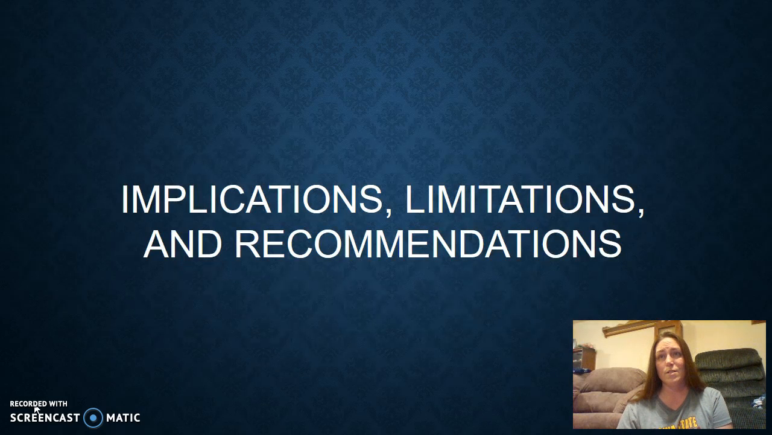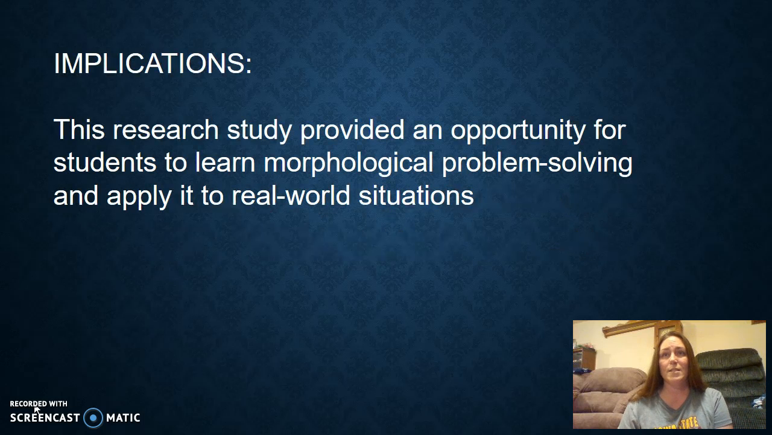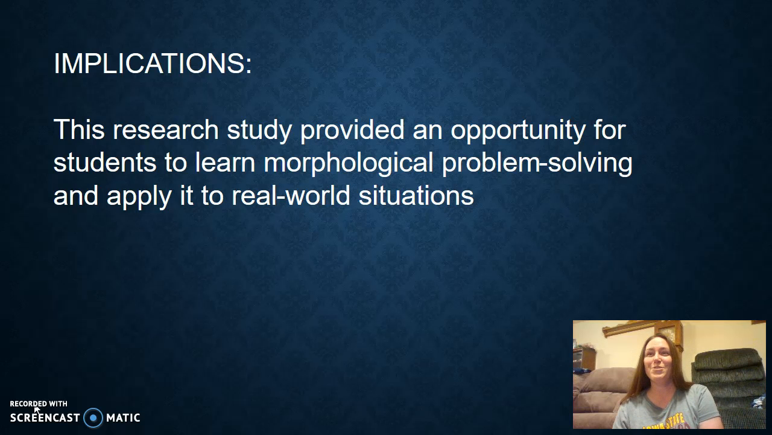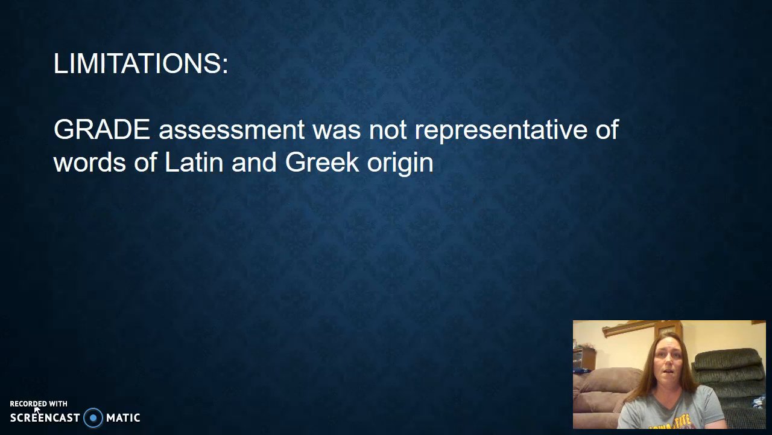What are the implications, limitations, and recommendations of this study? Implications. Students were introduced to a new strategy to use when they encounter unfamiliar words and contexts. Students had to practice and were able to explore and ask questions for clarification. A limitation of this study was the grade assessment itself. I was informed the night before the study was to launch that I needed to have a pretest and a post-test, not just look at data from the ITP, which had been approved already. One of our special needs teachers was able to pull an assessment for my participants to take.